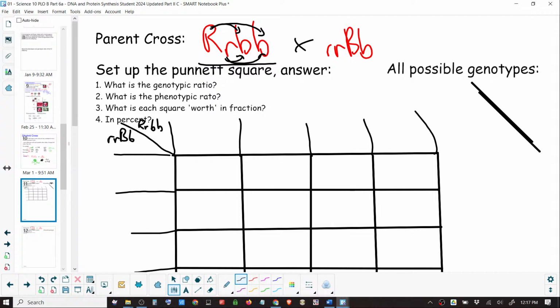So using this first one, you have to do every possibility, even if it might be the same. So you do this R with that B, so it becomes RB. What would the next one be? Uppercase R. Keep on the same one until you've done both. RB. RB.